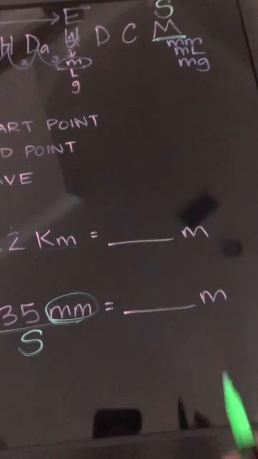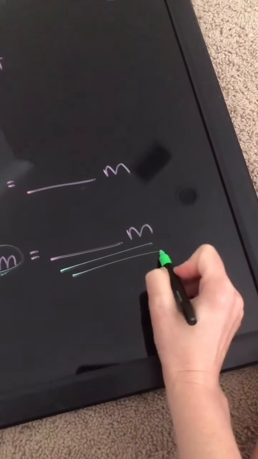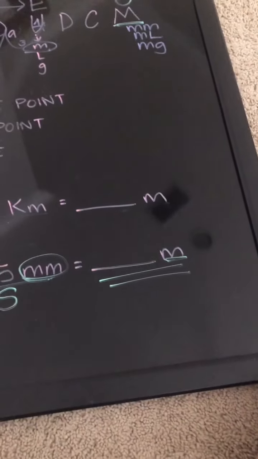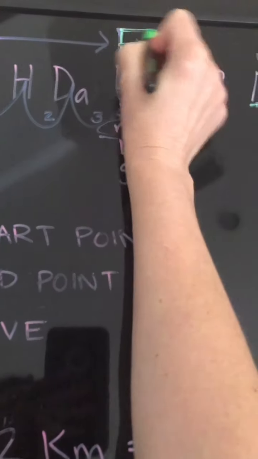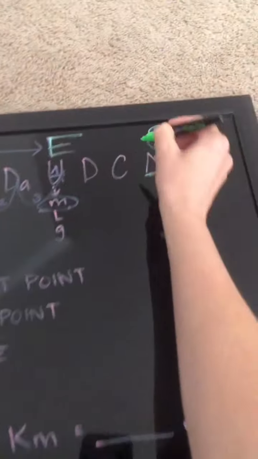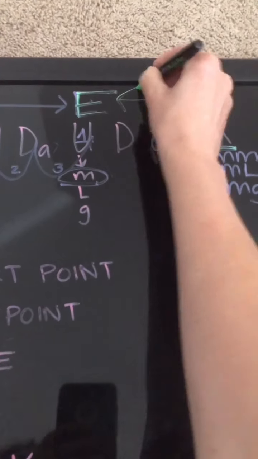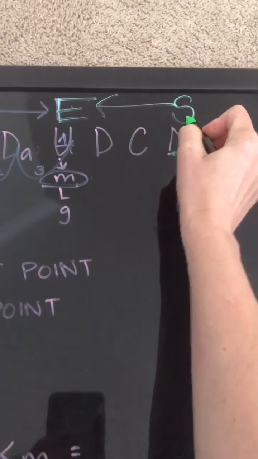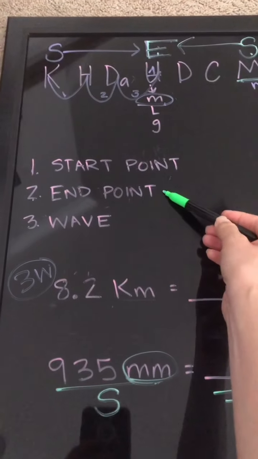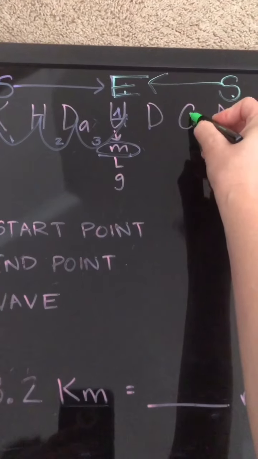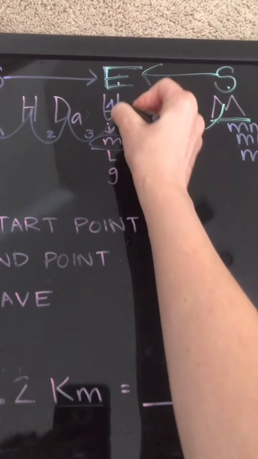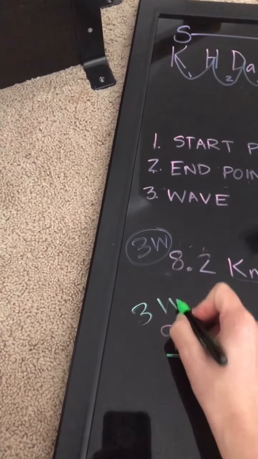Now, I'm trying to get to 1M. 1M is under the units, so I'm going to end here. So this time, I'm moving to the left, going from my start point to my end point. So now, I have my start point, I have my end point, I need to do the wave. So I'm going to move 1, 2, 3. How many times did I move? 3. So I'm going to do 3 waves.